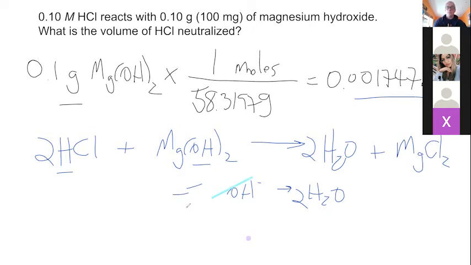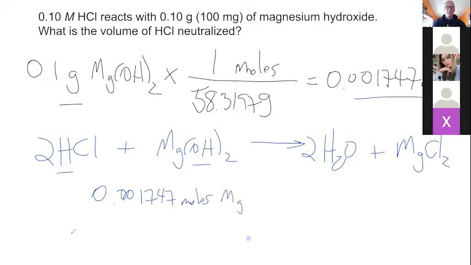So now that we have a ratio, how do I figure out how many moles of HCl are going to be neutralized? Would you multiply the amount of moles you have by 2? Well, let's figure that out. So that is, we have 0.001747 moles of MgOH2.